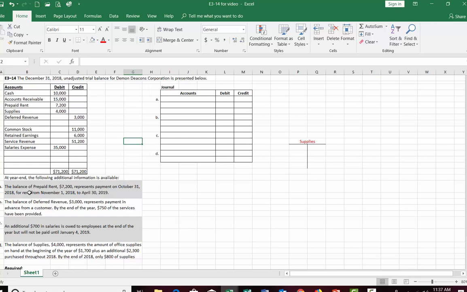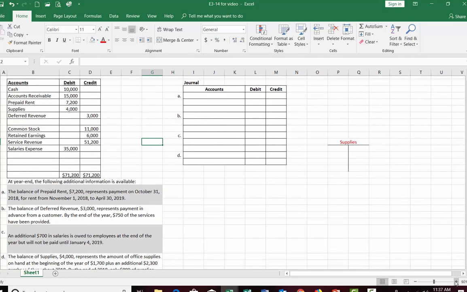First, letter A tells us the balance of prepaid rent, $7,200, represents payment on October 31st, 2018 for rent from November 1st, 2018 to April 30th, 2019. All right, this is tricky. I always tell students, watch your dates, watch your rates in adjusting entries. And here we have some dates, okay? So I'm going to make this a little bigger so you can see it better.